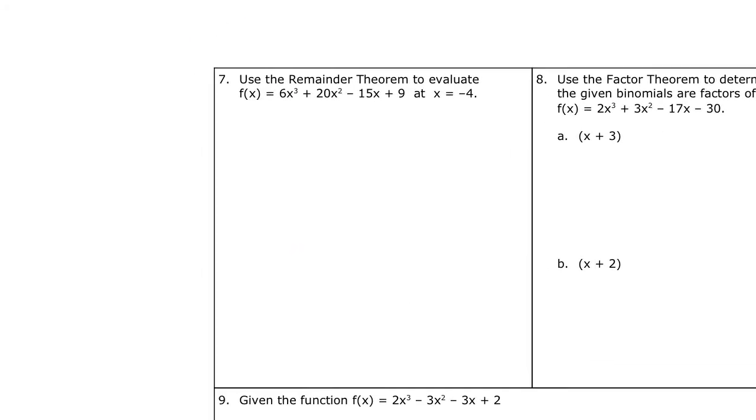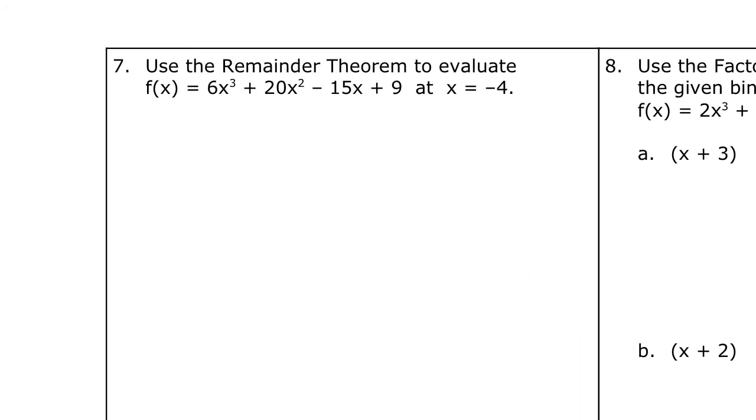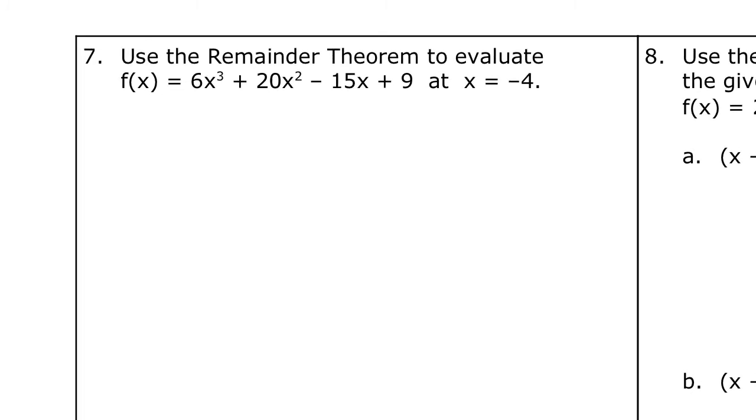Use the remainder theorem to evaluate f of x equals 6x cubed plus 20x squared minus 15x plus 9 at x equals negative 4. If it says remainder theorem, that means you're going to divide and you want to see what your remainder is. You could technically use long division, but in class we were using synthetic division. So I want the coefficients of my polynomial, just double check that it's in order. So x cubed, x squared, x, no constant issue, so we're good. Let's just write those down.